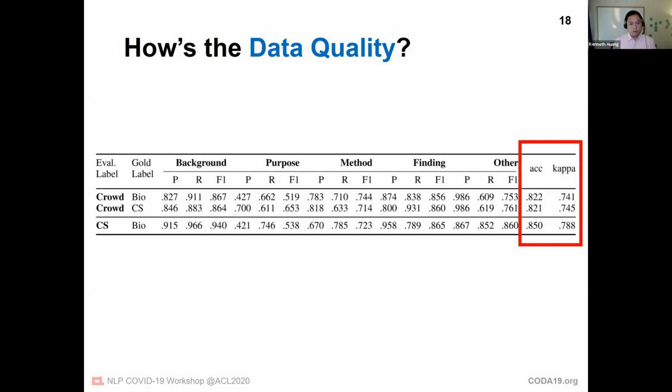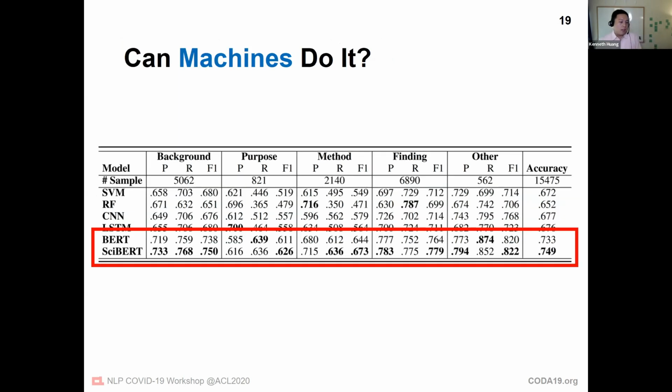pretty reasonable. Equipped with this large dataset, we created several baselines to try to automate the annotation process, right? And it turned out the SciBERT model gave us the best performance. The sentence-level accuracy was 75%, which is a good starting point.